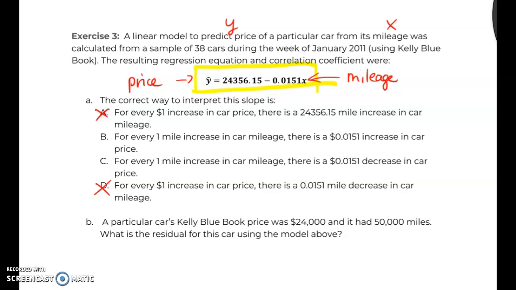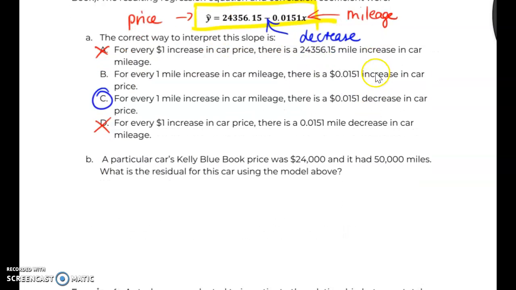So we can take that out, as well as D over here. So for every 1 mile increase in car mileage, there is a 0.0151 increase or a decrease. Well, we have a negative slope over here, and with a negative slope, that means decrease. So C would be the correct answer. So as x increases by 1, for every 1 mile increase in car mileage, our price goes down by whatever the slope is, which is 0.0151. So C again is the correct answer.